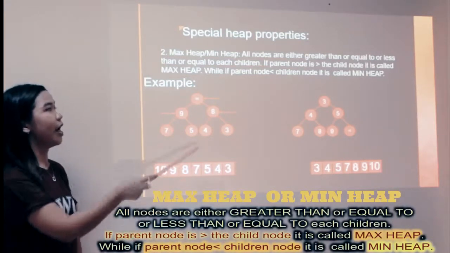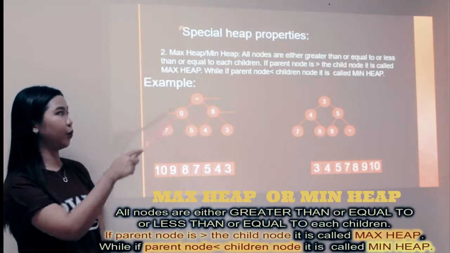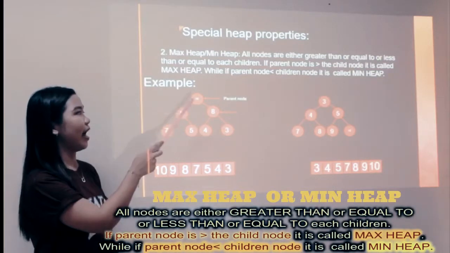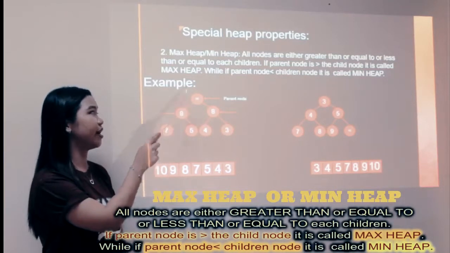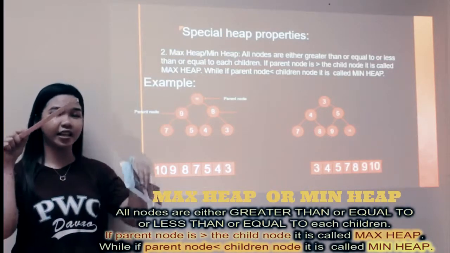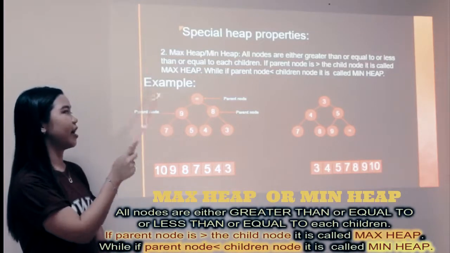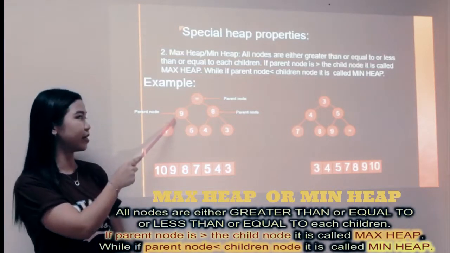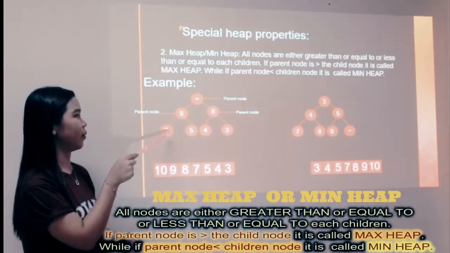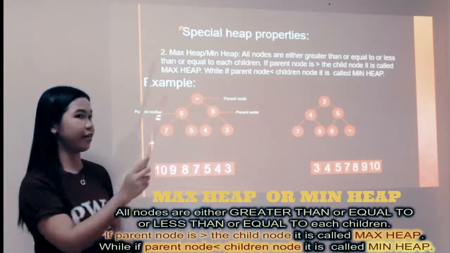For example, if this is your binary tree and this is your array, your parent node will be this, 10. And the children of this parent node will be 9 and 8, since they are below the parent node 10. And then, this will also be considered a parent node because there are children below it, which are 7 and 5. And here, 4 and 3.